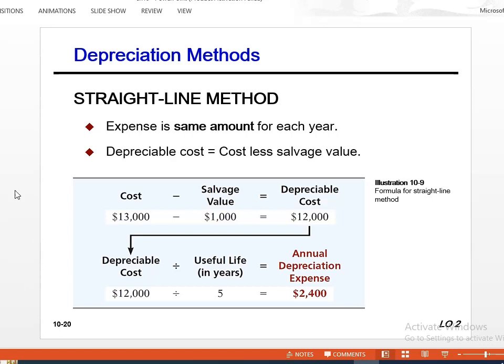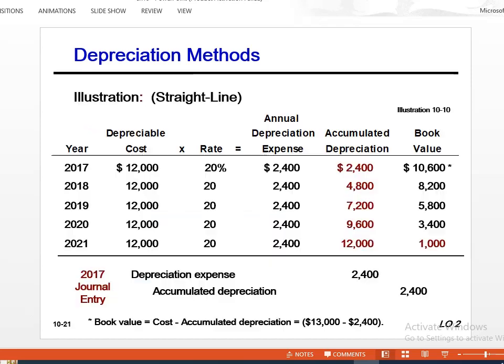So how do you calculate it? Straight line depreciation is depreciable cost divided by useful life in years. So look here what we are doing. Cost is 13,000, salvage value is 1,000, so depreciable cost becomes 12,000. Now depreciable cost divided by useful life in years, 12,000 divided by 5, so the annual depreciation expense becomes 2,400. It's straight line, so every year annual depreciation expense will remain the same. We have a schedule for this.